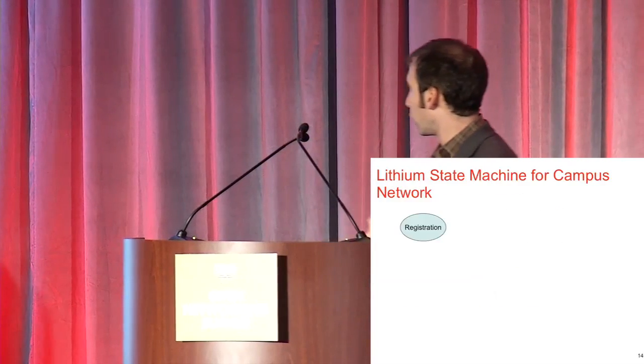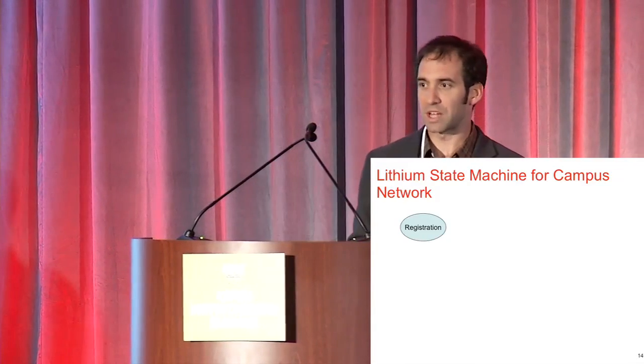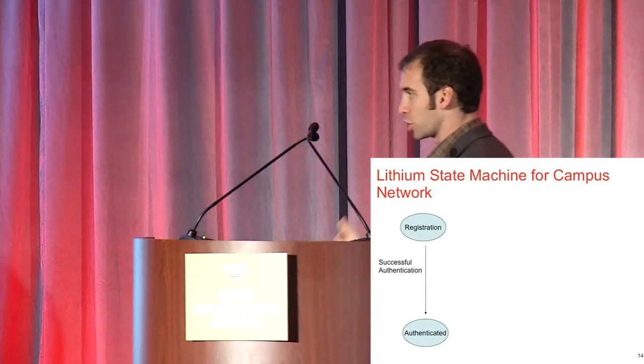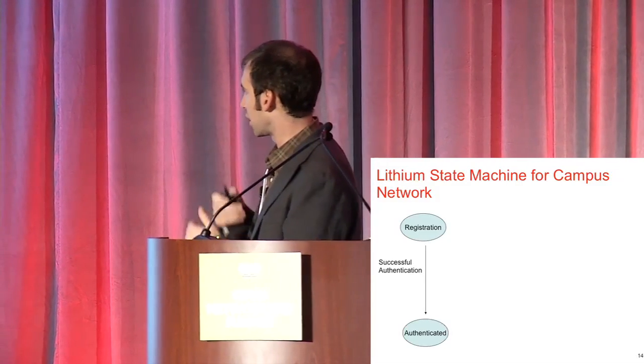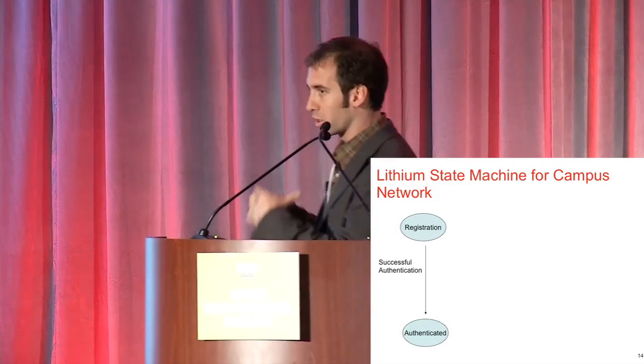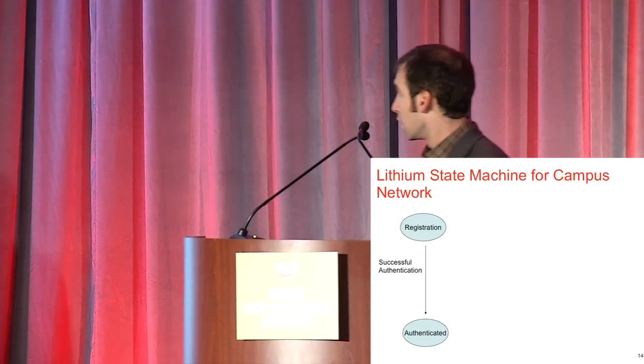So what we do with Lithium is allow the network operator to define, and I showed you, for example, that state machine, what should happen to a host in particular states. So we define a bunch of states. For example, when the host first shows up, we define a registration state and a bunch of forwarding rules associated with that.